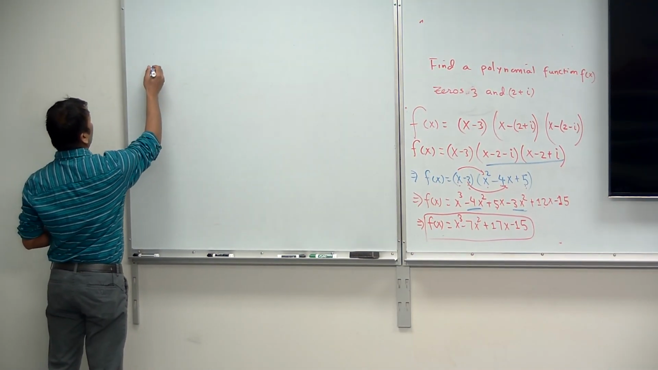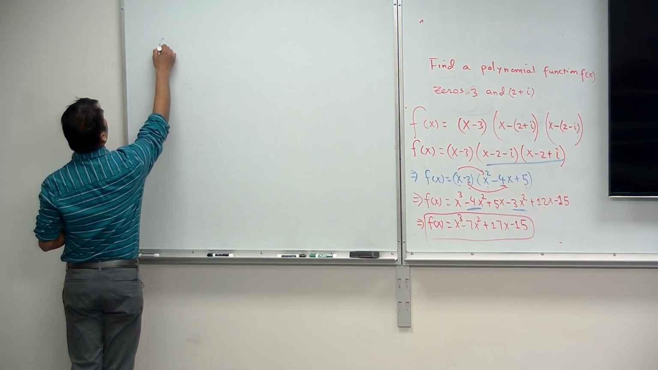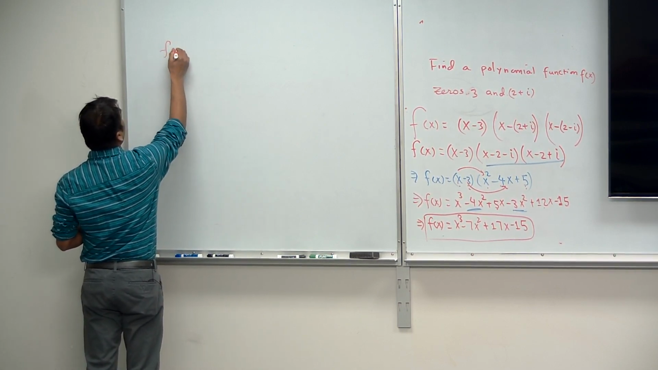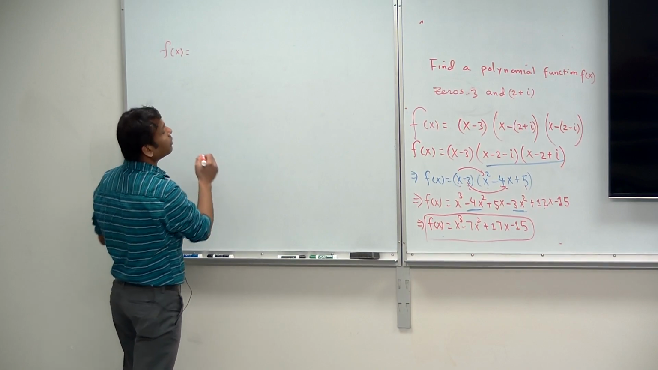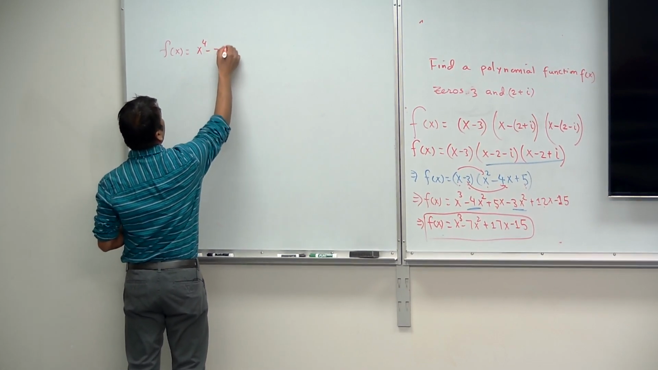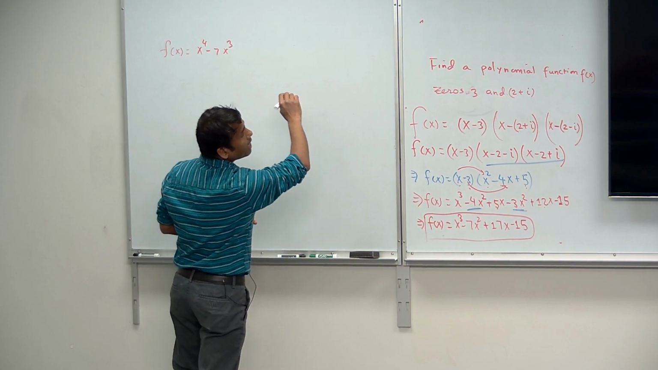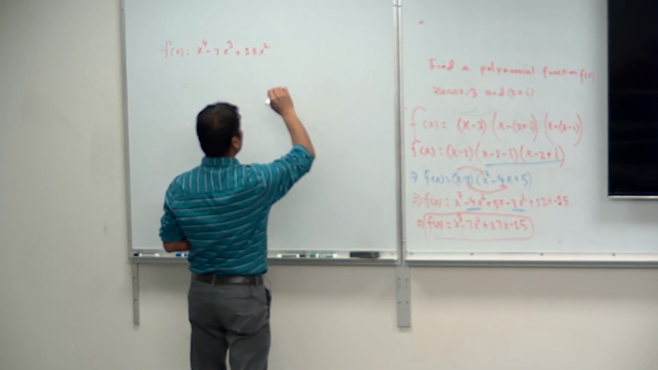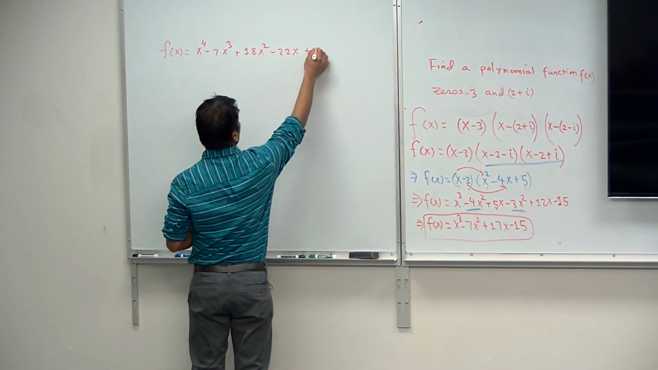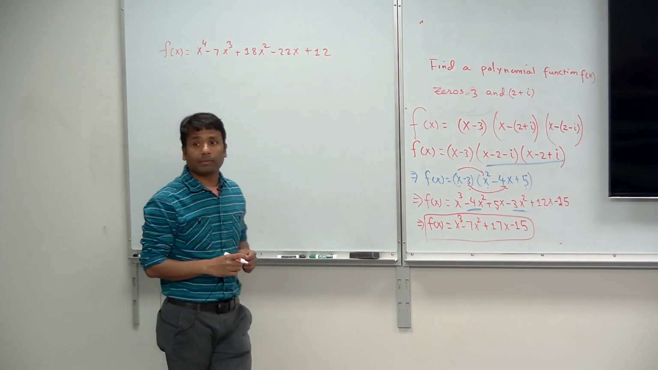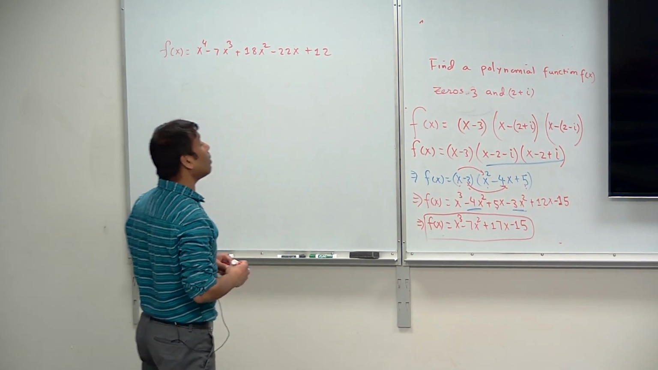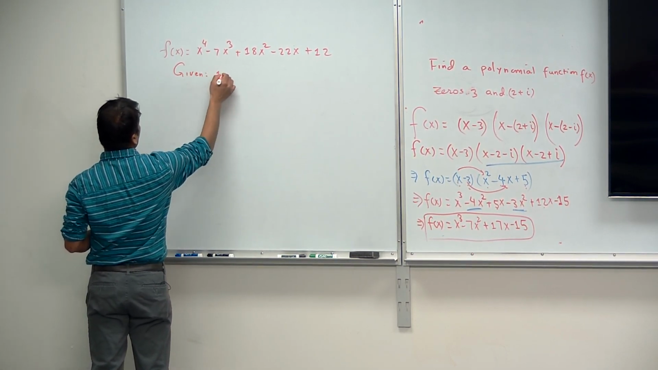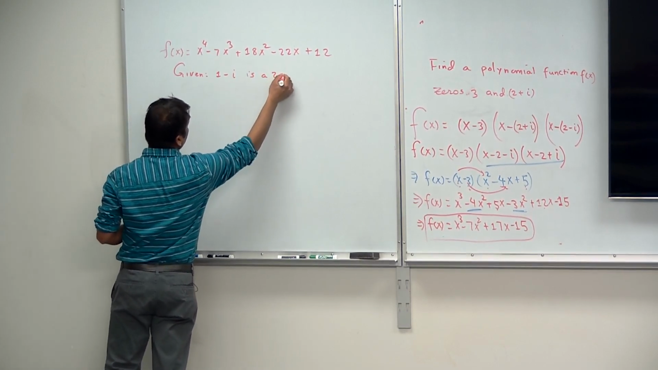Okay? So what is your polynomial function? Your f(x) is x to the power 4 minus 7x cubed plus 18x squared minus 22x plus 12. So this is your polynomial, right? So now, what do you know? Given that 1 minus i is a zero.